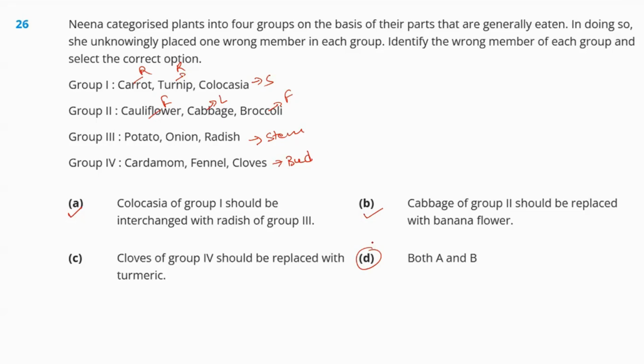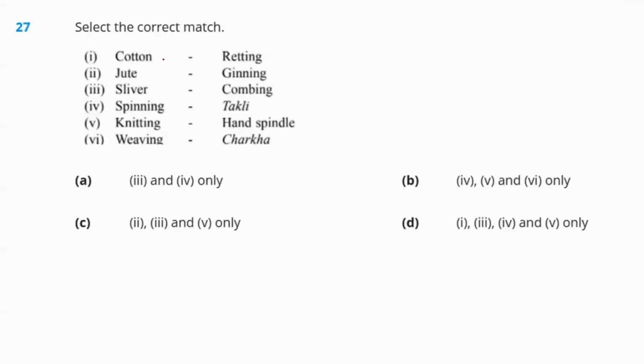Coming to question number 27, select the correct match. Cotton is ginning, jute is retting, silver is comb, and spinning is takli, knitting is, no, knitting is not hand spindle, weaving not charkha. So our correct option is option number A.